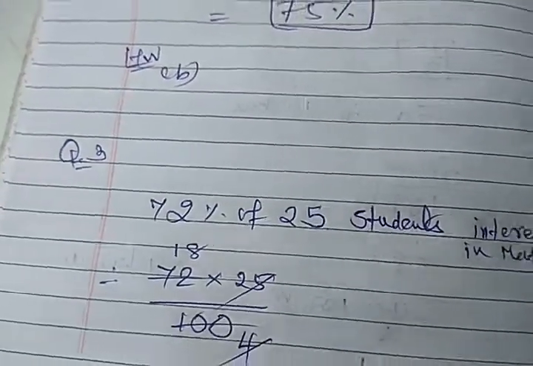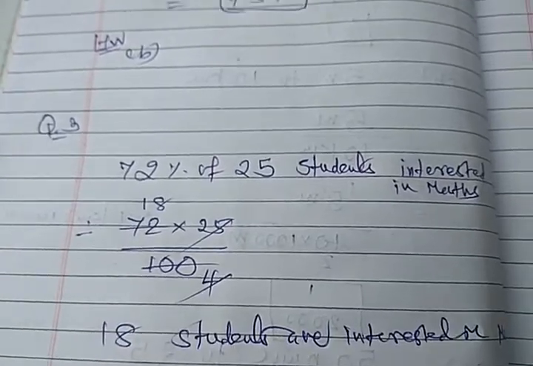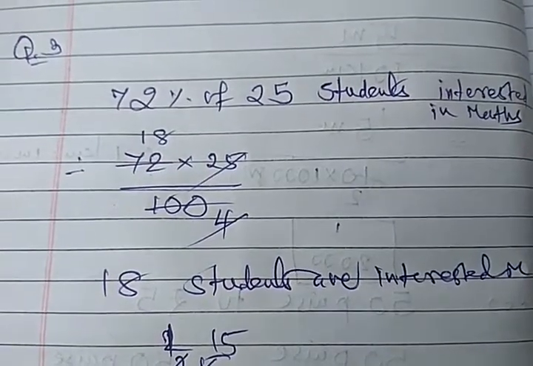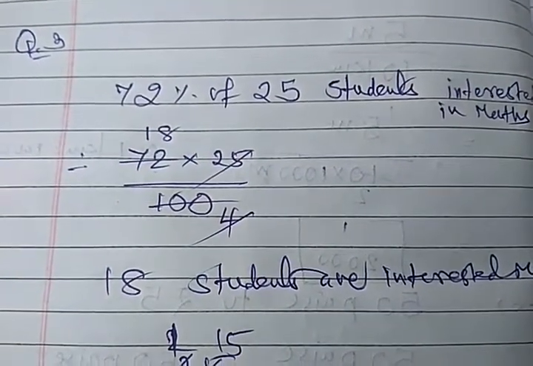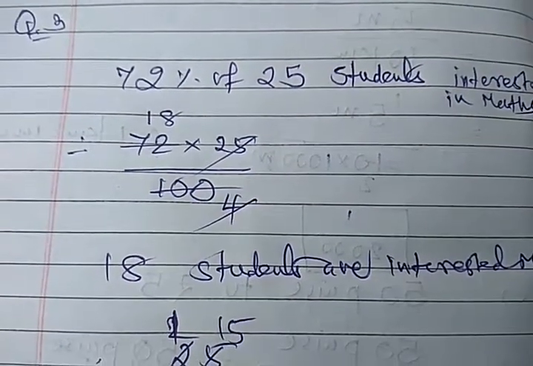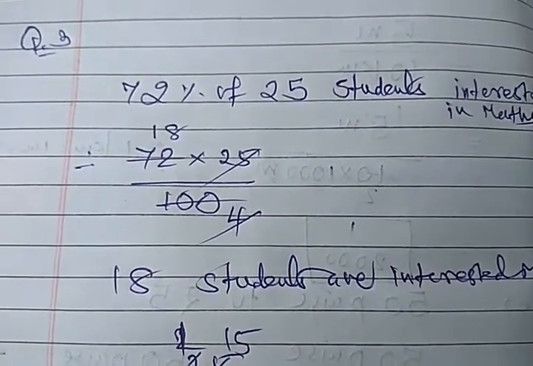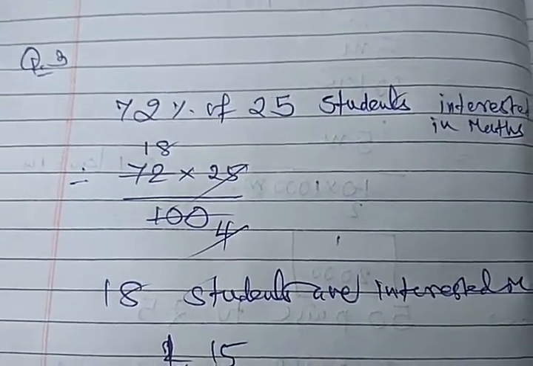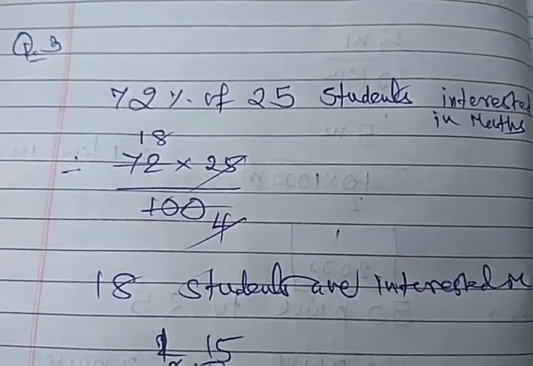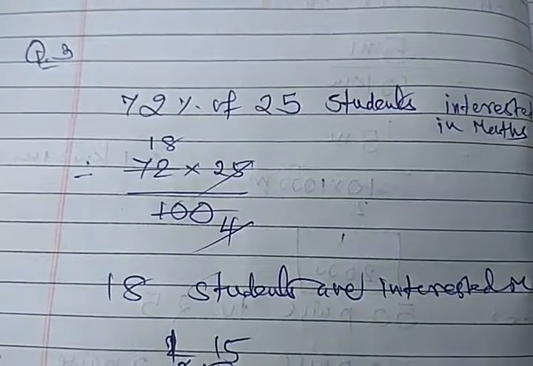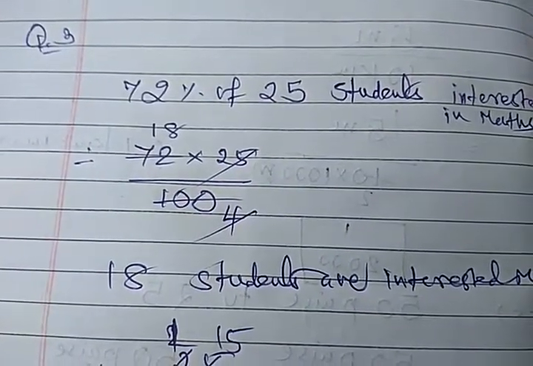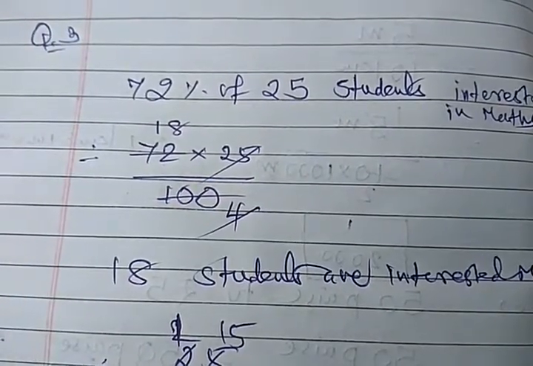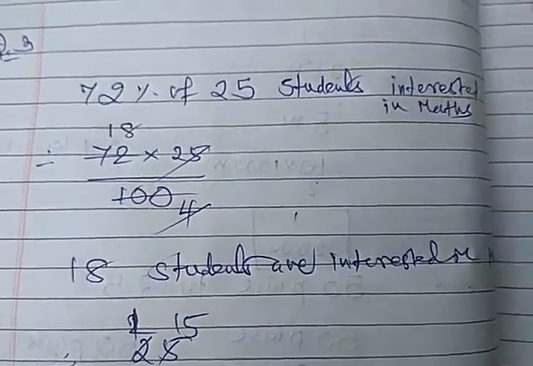Okay. Now question number 3. Okay dear students, question number 3. 72% of 25 students are interested in mathematics. How many are not interested in mathematics? So first of all, 72% of 25 students ratio is given, right? So now 72 percentage of 25, that many students are interested in mathematics. So first of all, we have to find out 72% of 25.